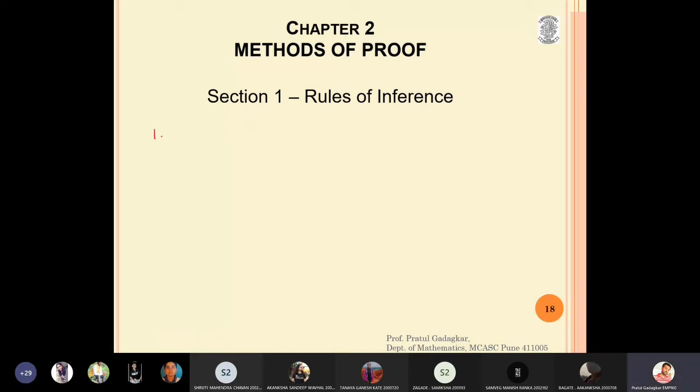The first rule is called modus ponens. If P and P implies Q, will give you the conclusion Q. This rule is called modus ponens. In short, we can also write this in the way P, comma, P implies Q. We will use the symbol for therefore, Q, which means the conclusion is Q.